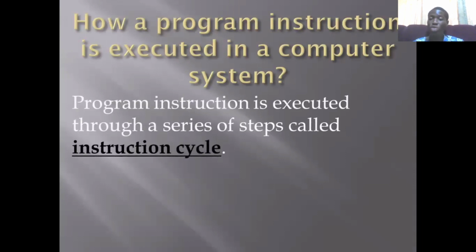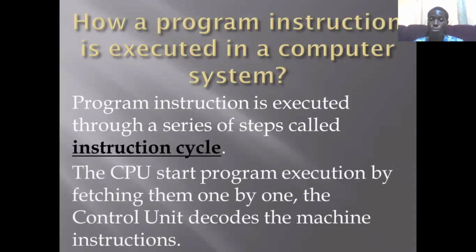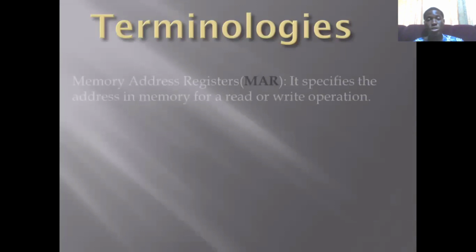So program instruction is executed through a series of steps called instruction cycle. The CPU starts program execution by fetching them one by one from the control unit. Then the control unit decodes the machine instructions. Let's move on to various terminologies.